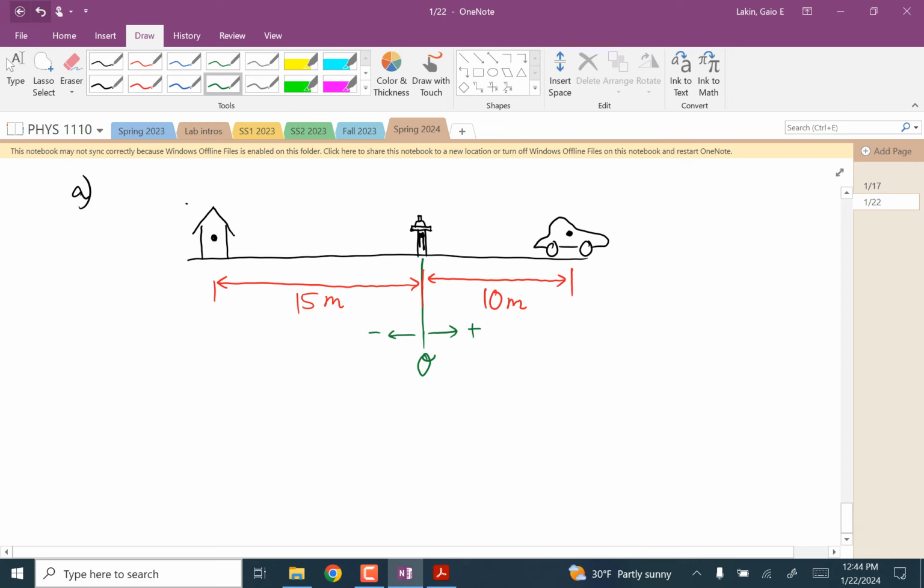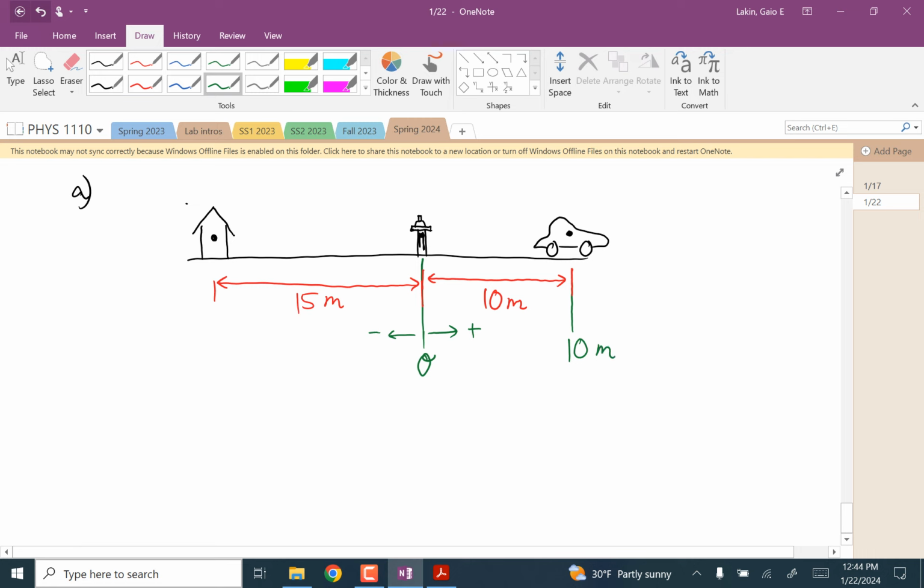So if you start at 0 and go 10 meters in the positive direction, what's the numeric label for the car? Think of a number line: if you start at 0 and go 10 in the positive direction, what number are you at on the number line? 10, right? So here we're at positive 10 meters.